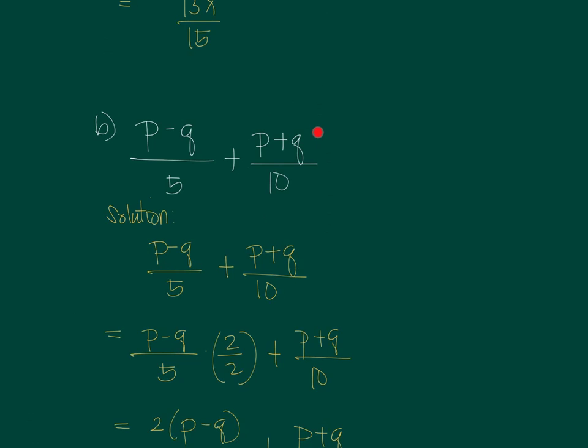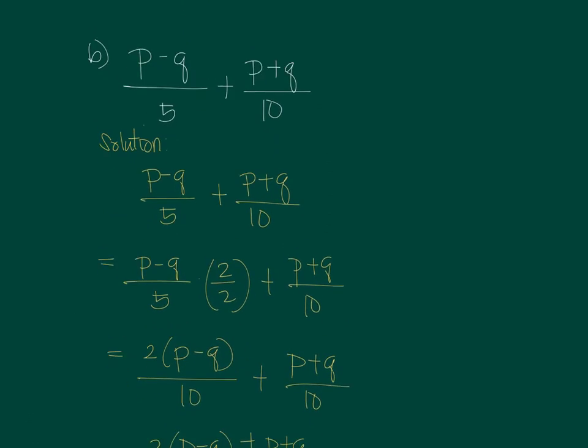Okay, in letter B, we're supposed to combine p minus q over 5 and p plus q over 10. So it's the same idea. The denominator should be the same. Now, if you look at it, you should be able to see that 5 is actually a factor of 10. So the LCD that we want for this fraction will be 10. So how do you make 5 into 10? That is when you multiply it by 2. So you have the whole fraction multiplied by 2 over 2.